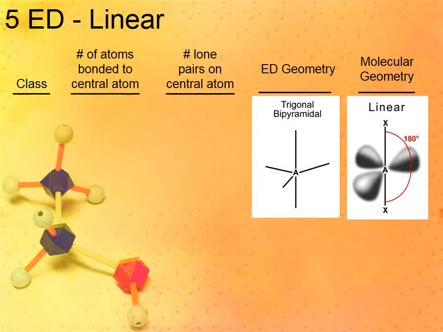The last trigonal bipyramidal structure that has 3 lone pairs around the central atom is known as linear, because the 3 non-bonding pairs are at the equatorial plane, whereas the bonding pairs are in the vertical axis, and of course the angle between the 2 bonds in the vertical axis is 180, essentially a linear structure.